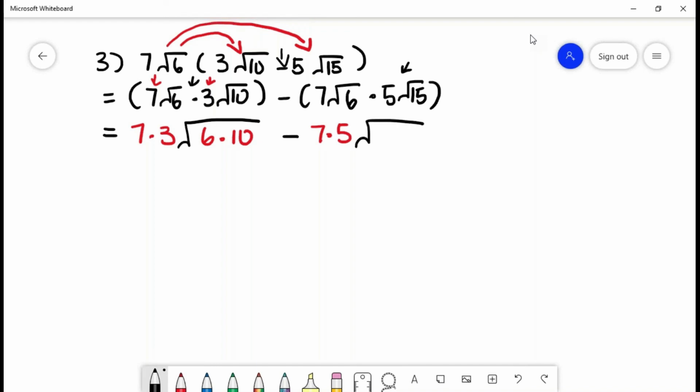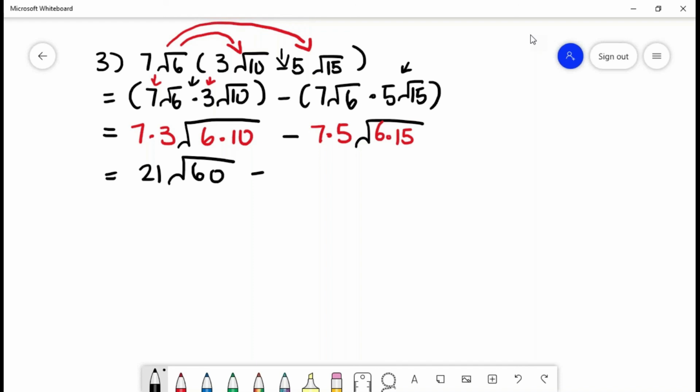And now we have 6 times 15 on the inside of our radical. So we have this on the inside of our radical now. And now we can evaluate. On the outside over here, we have 21, and 6 times 10 on the inside of the radical is 60. And now we have on the outside over here, 7 times 5.